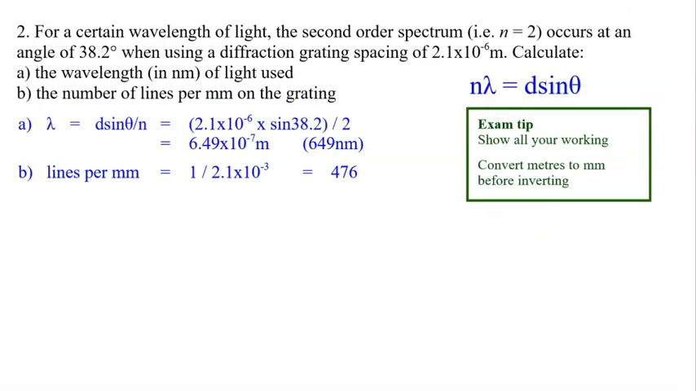Okay, question 2, very similar to the worked example. So we make λ the subject, d sin θ over n. We're given d, we're given the angle 38.2, and we're told n is 2, so that's the second dot. We can put the numbers in the calculator, and we get our answer 6.9 nanometres. The number of lines per millimetre on the grating, very typical question. So we need to calculate 1 over d, but d in millimetres, not metres. And we'd expect hundreds, so 476 sounds about right. It might be 500, it might be 300, but we'd expect something like that. So as always, show your working and watch out for this metres and millimetres conversion.